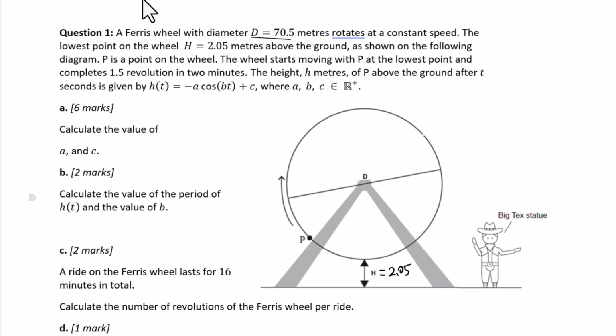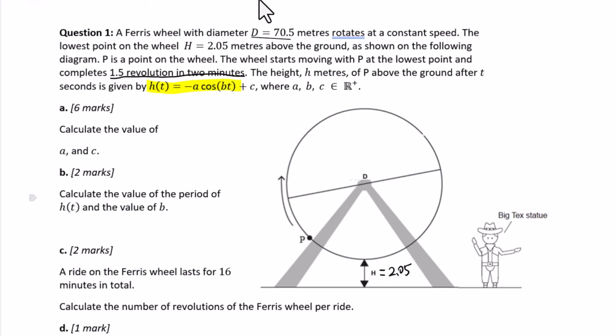P is a point on the wheel. The wheel starts moving with P at the lowest point and completes 1.5 revolutions in 2 minutes. The height, h meters of P above the ground after t seconds, is given by h of t equals negative a cosine bt plus c. A, B, C are positive real numbers.